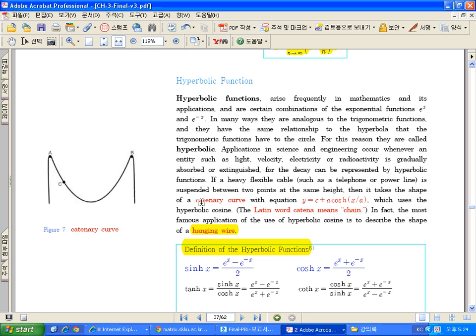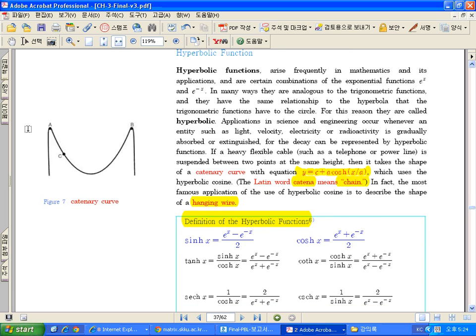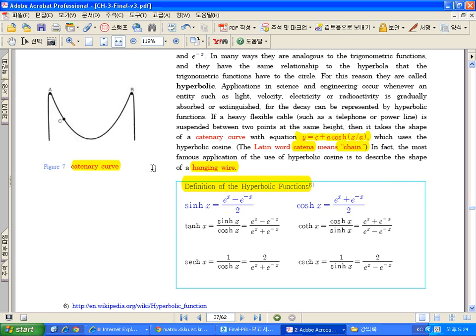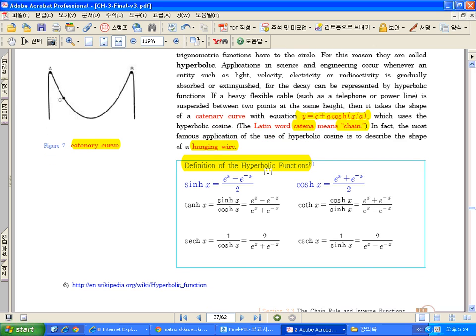This catenary curve can be written with the hyperbolic cosine. Catena means chain in Latin. This kind of nature is what we often see around us. In order to understand it, we should have some knowledge of the hyperbolic functions, like this.